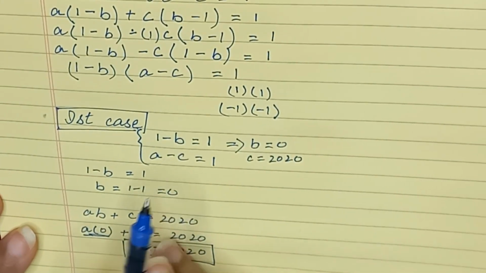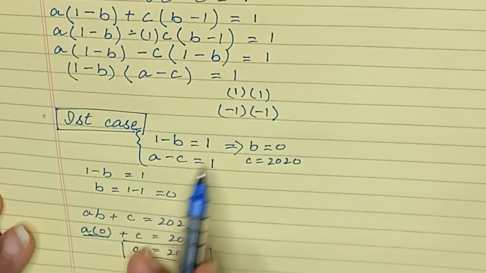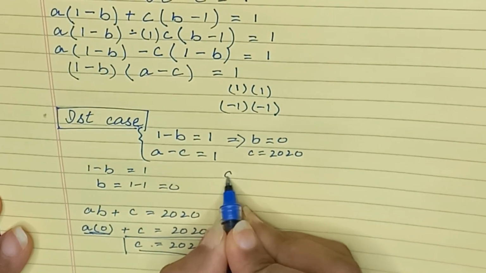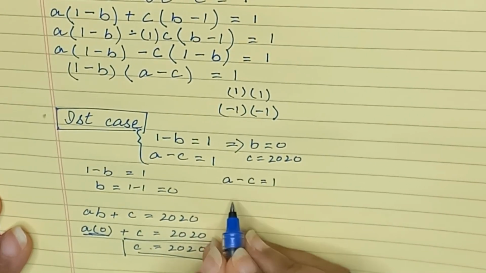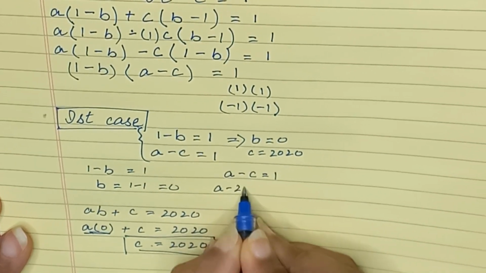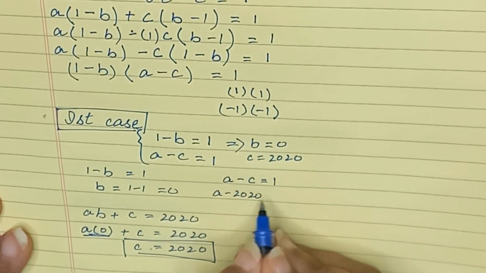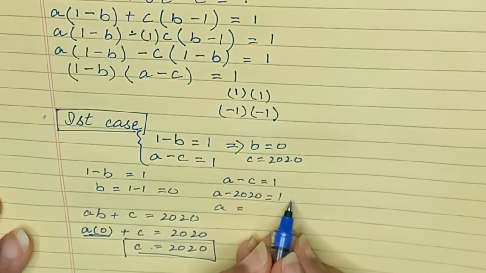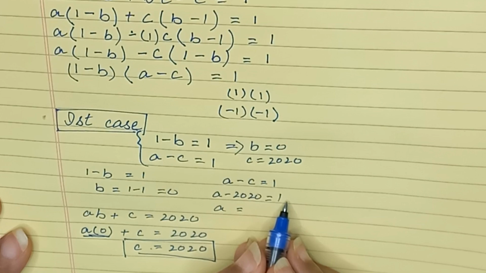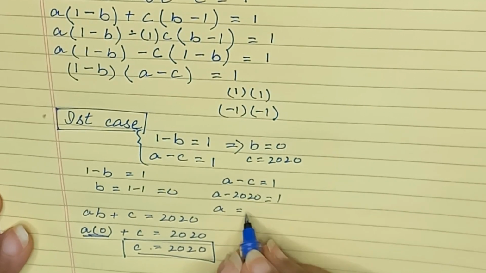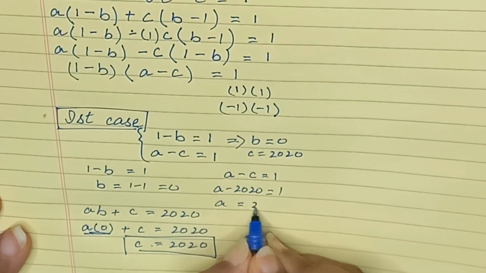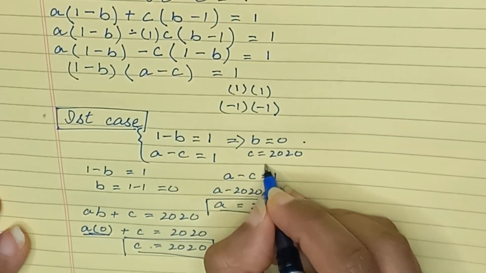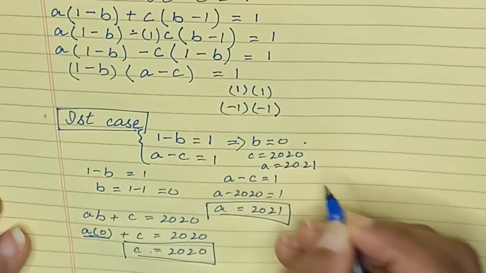Now we have to find the value of a. We can find the value of a from here easily. It will become a minus c is equal to 1. So a minus 2020, because the value of c is 2020. So a is equal to, it will be positive when it shifts to the opposite side of the equal sign, so it will become 2020 plus 1, which is 2021. So the value of a is 2021.